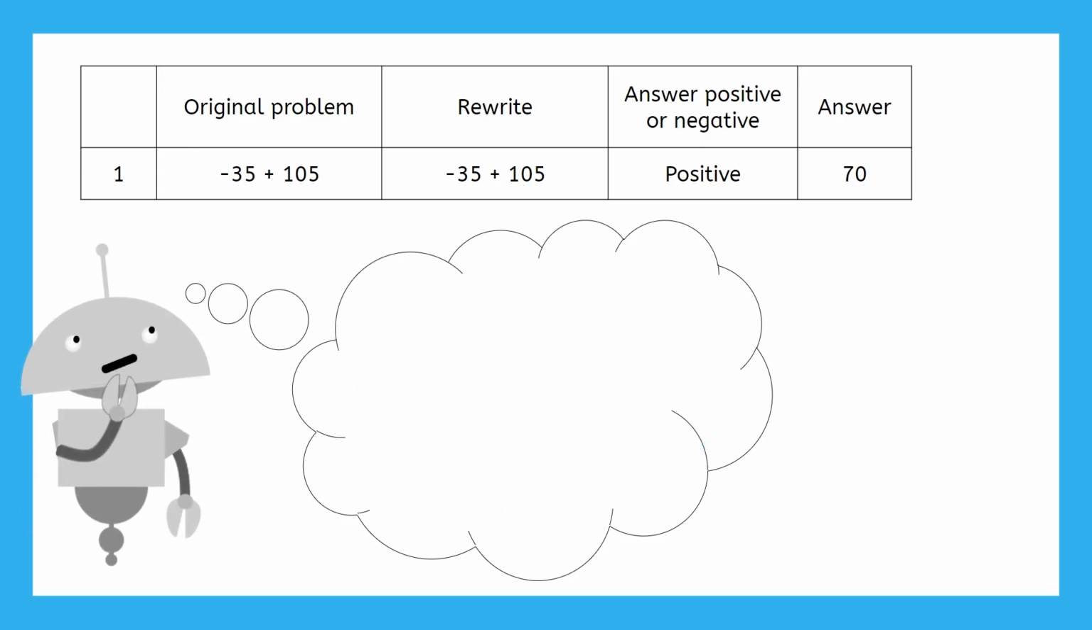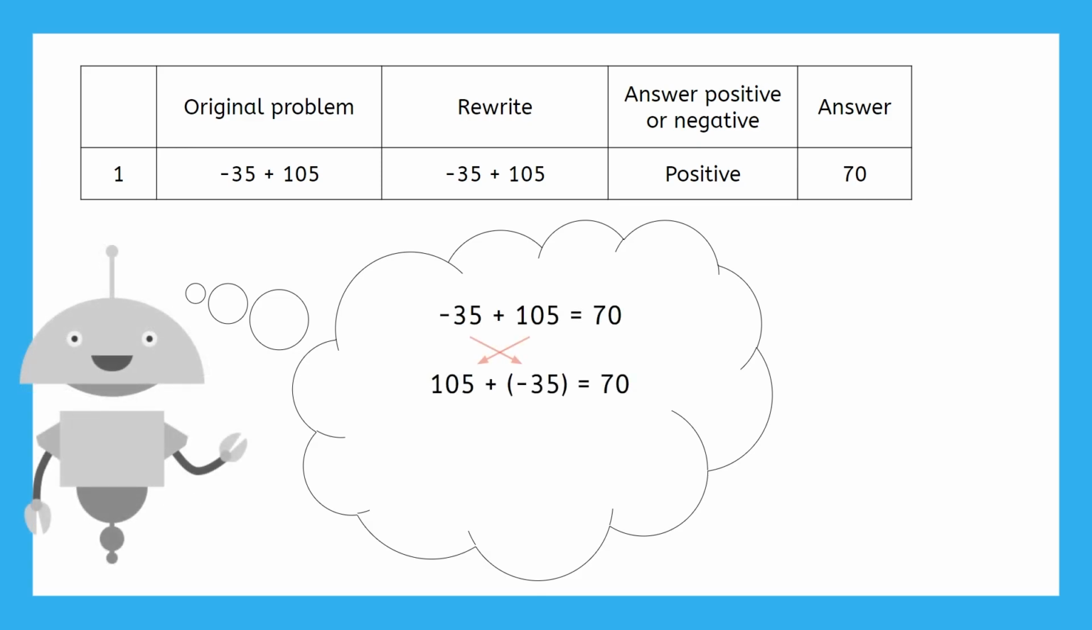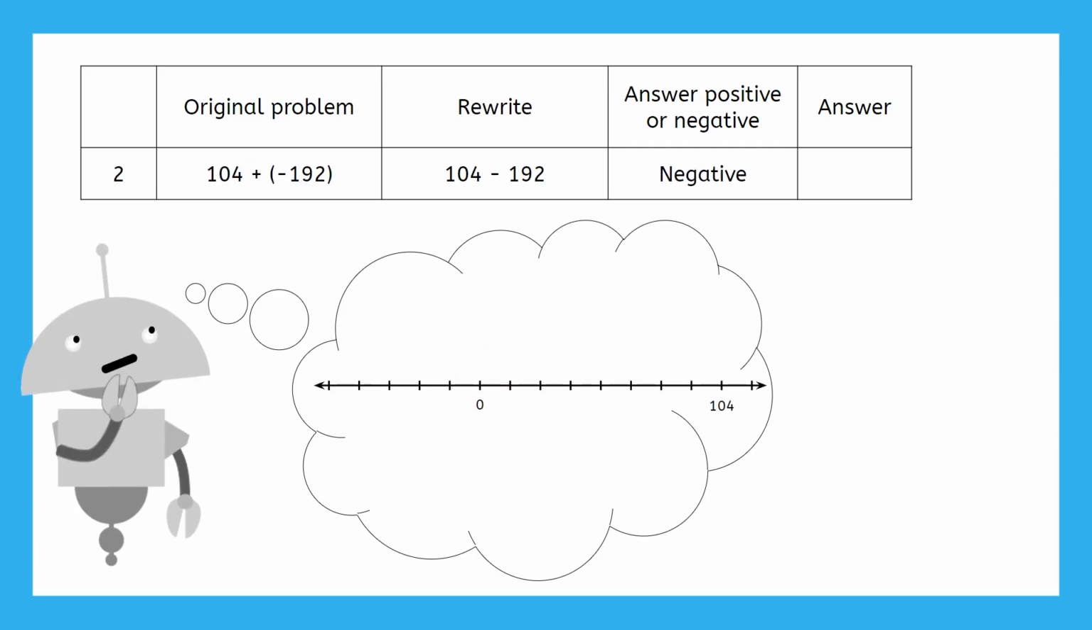You might have noticed something interesting about this problem. Negative 35 plus 105 is the same thing as 105 minus 35. This is because as long as the negative number stays negative and the positive number stays positive, it actually doesn't matter what order you add them together. Now we have another tool to help us solve these problems. Let's walk through another together.